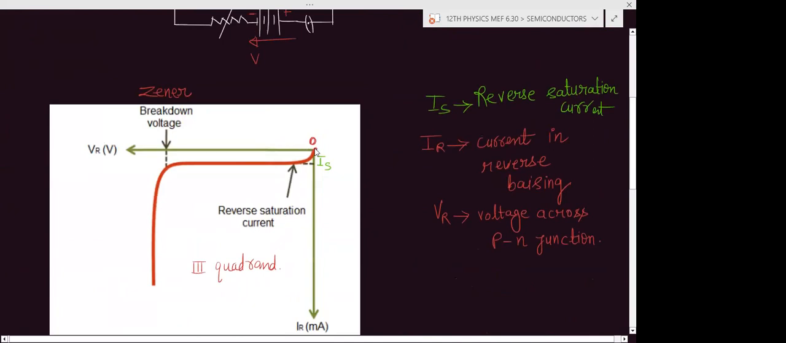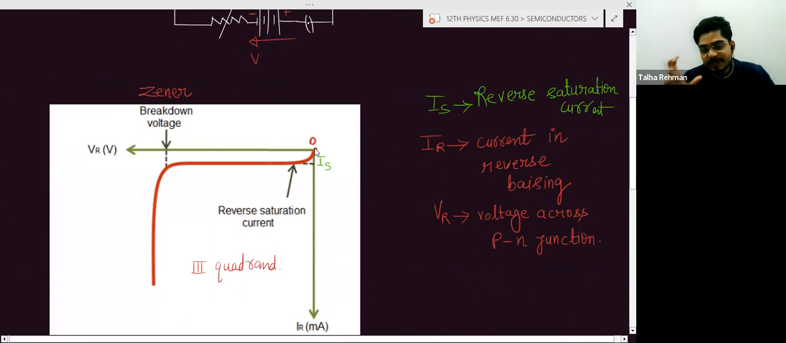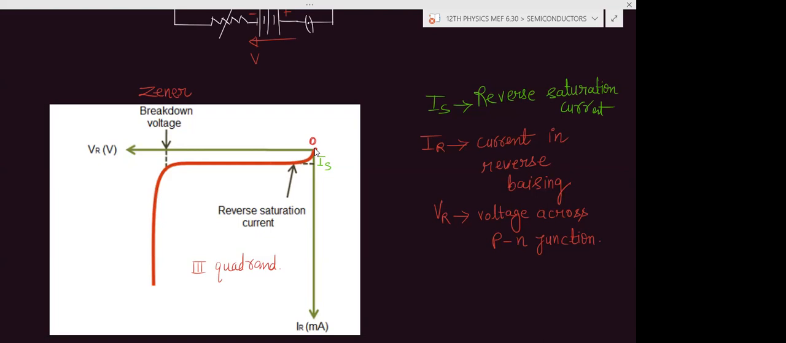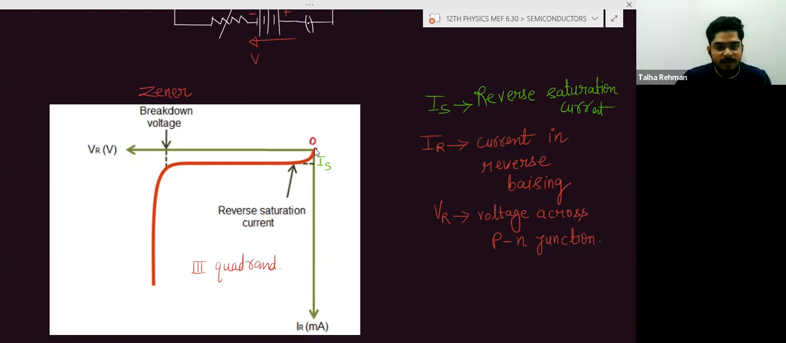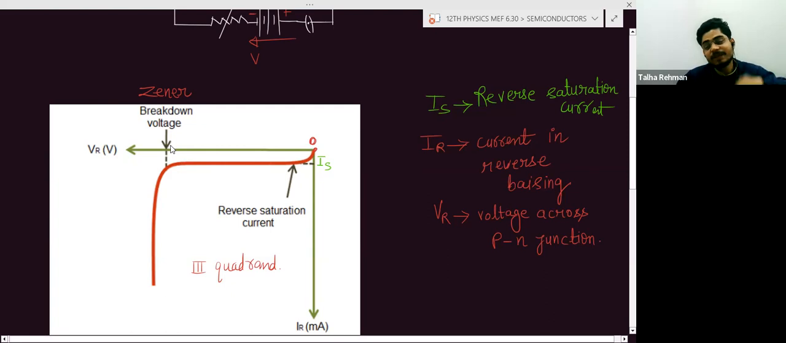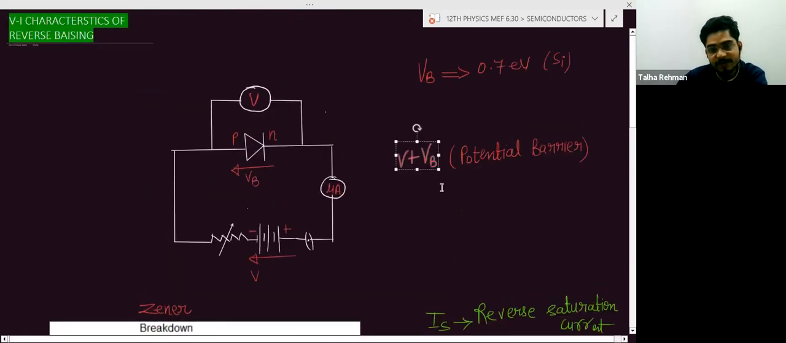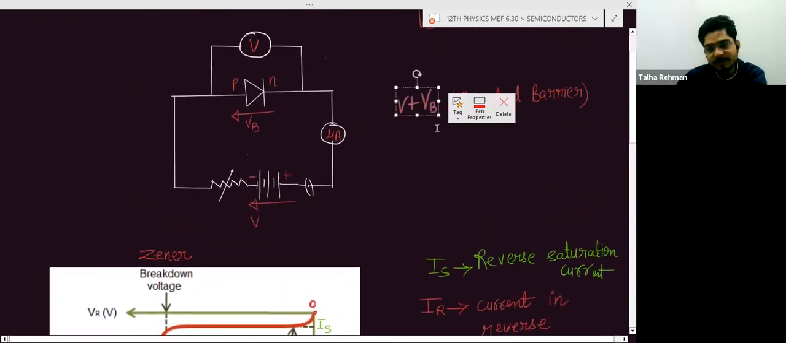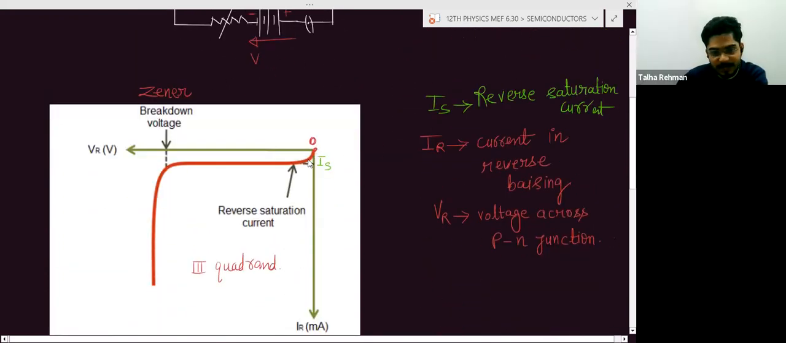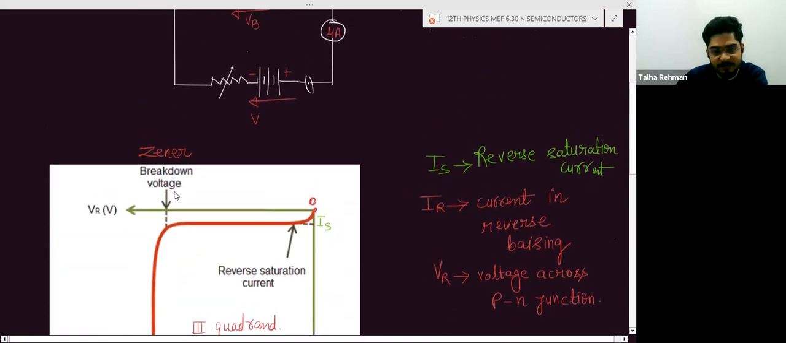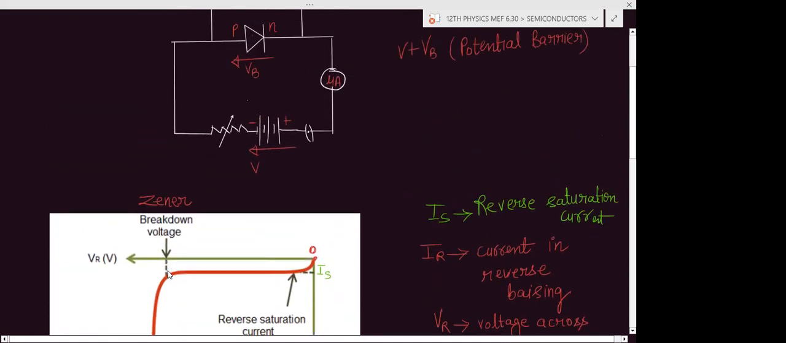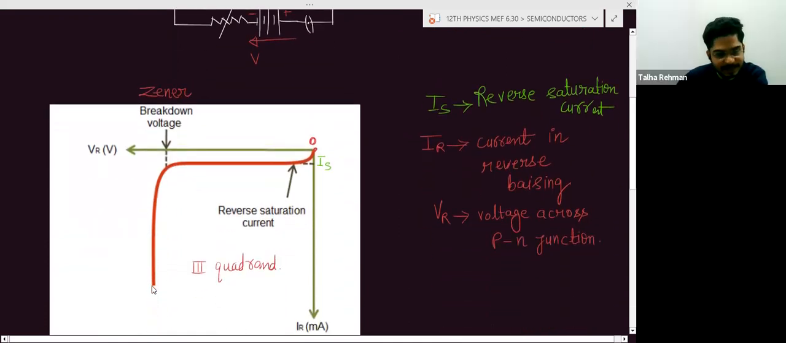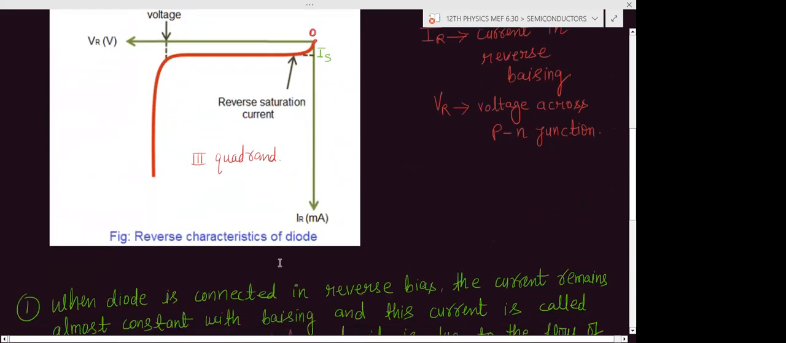So try to understand with the graph also. Here is zero voltage, and you are now increasing the voltage in the negative direction, the reverse voltage. From here to here, the voltage is increased in the reverse direction, so the potential barrier will decrease. And from here to here, there will be a potential barrier, so due to that the current will be almost constant. And when this breakdown voltage is achieved, the current will increase sharply.